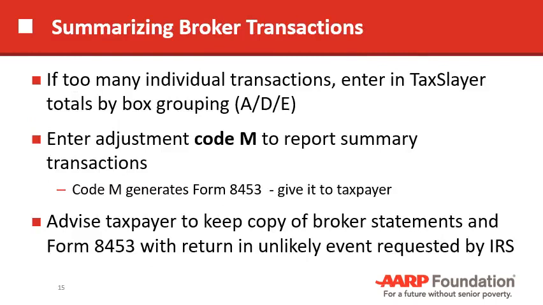If there are too many, you'll just enter the totals, but you have to do an adjustment code M in TaxSlayer to tell the IRS that you're reporting summary transactions. That's going to generate a new form, 8453. If the IRS wants to see the individual transaction detail, they will send a letter to the taxpayer saying, I want to see the detail. So you would tell the taxpayer, if you get a letter, make a copy of your broker statement and send it in with this form I'm giving you. This is very rare.